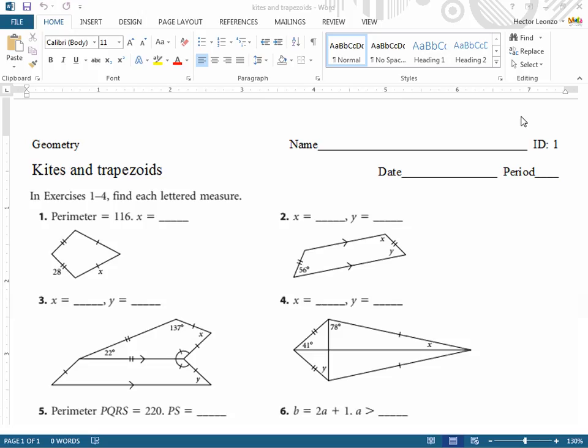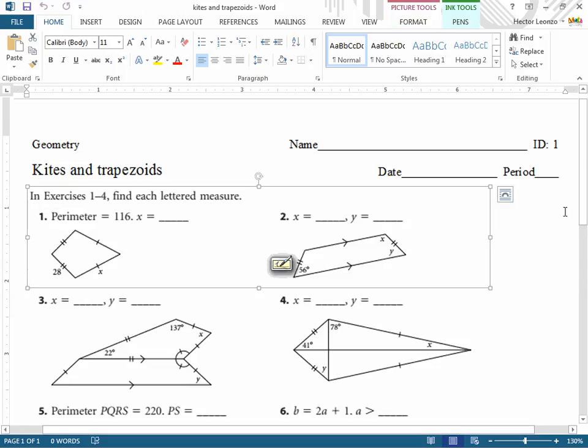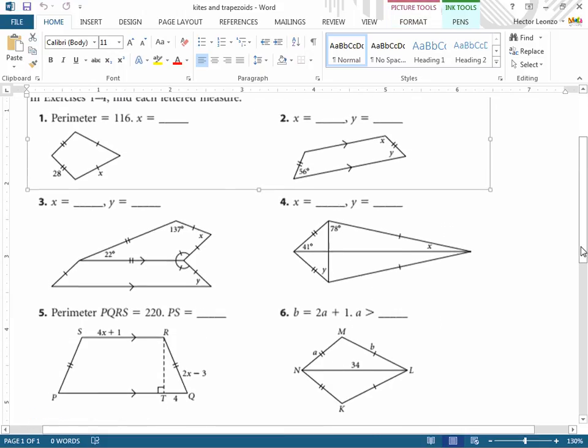Okay. Let's take a look at our worksheet. Our worksheet looks like this. For the first 4 questions, I'm asking you guys to find x and y, and I'm giving you some perimeters. Like in question number 1, I mentioned the word perimeter. We know perimeter is the distance around the whole thing.